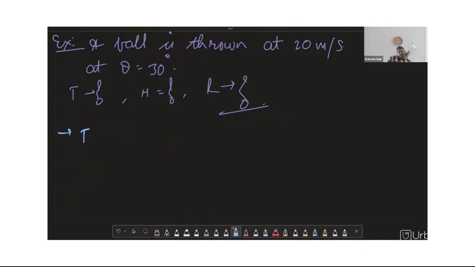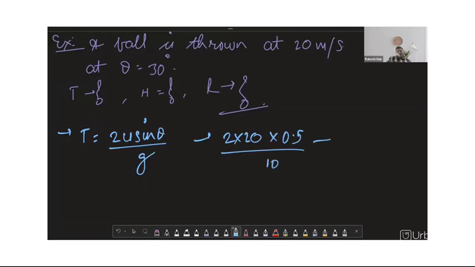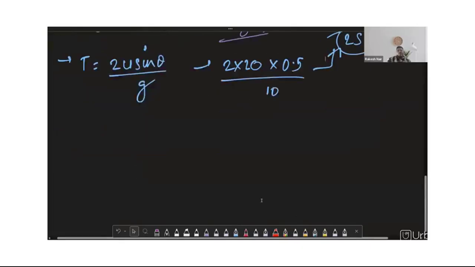So time will be 2u sine theta by g. Substituting the values, we get 2 times 20 into 0.5 by 10. Answer will be 2 seconds. This is grade 10 mathematics coming into play after this. Physics is only till the formula.